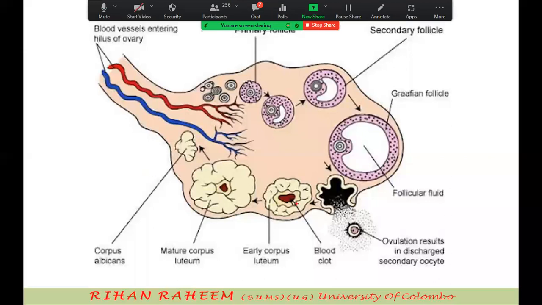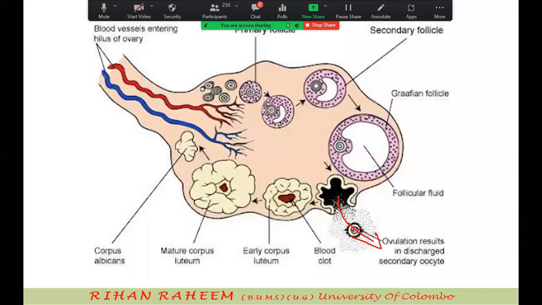And on the 14th day, the Graafian follicle is like a balloon. Primary follicle is like a small balloon. It's blowing, becoming secondary follicle, and finally a very big Graafian follicle. And on the 14th day, it will blast, and inside the Graafian follicle you have the egg cell, the ova. The ova will be released from the ovary. Now you all know the story.